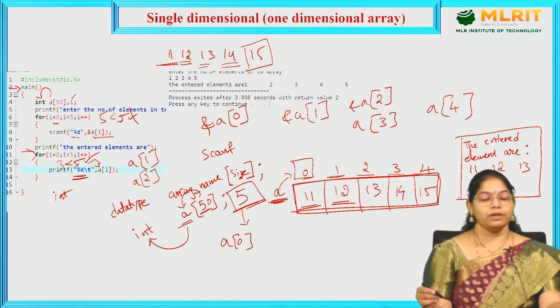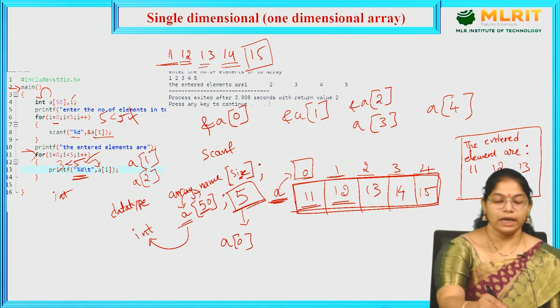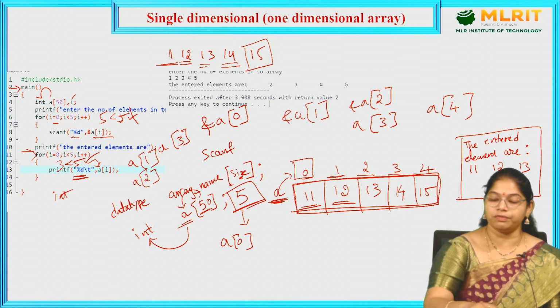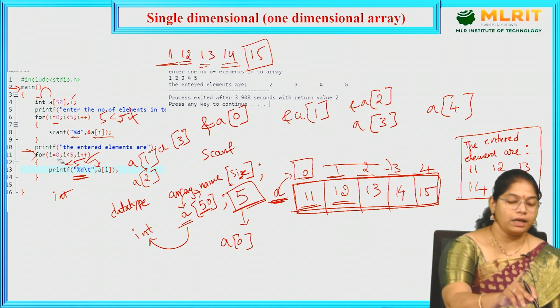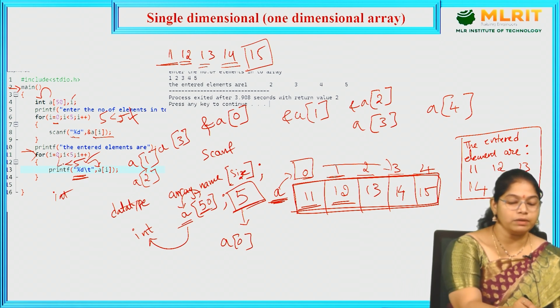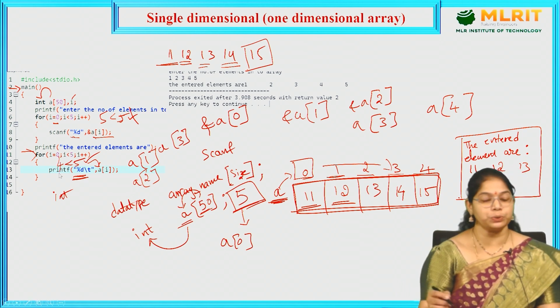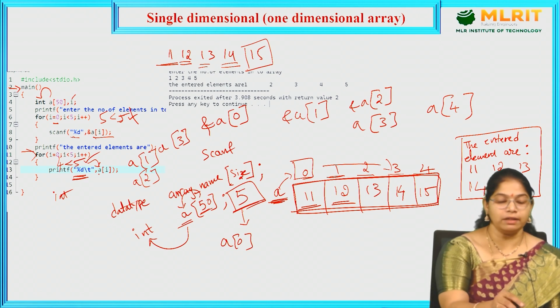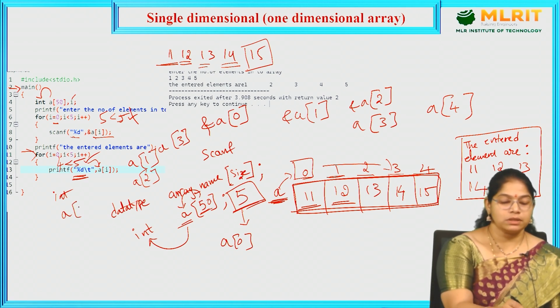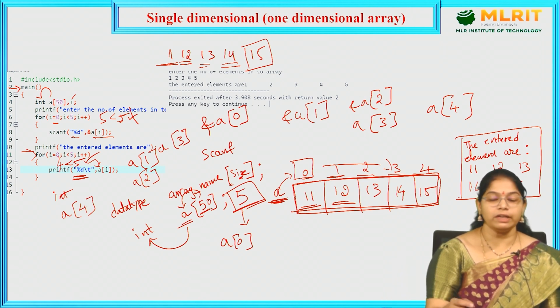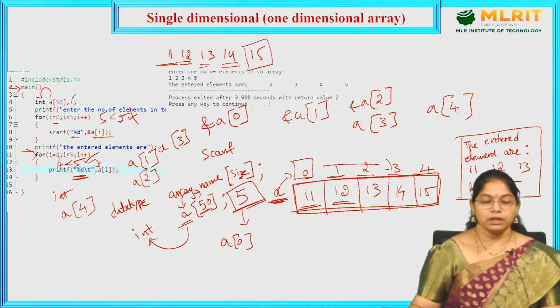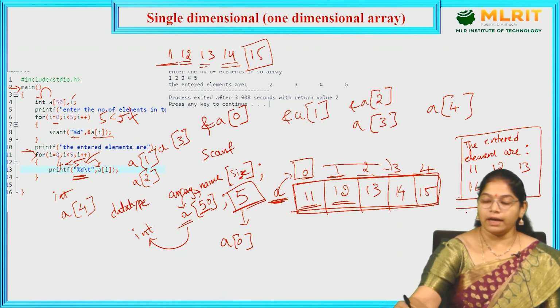Then printf a[i], that is a[3]. In a[3] we have 14. Again i gets incremented and i value becomes 4, 4 less than 5, condition true. Then we have to print the value which is stored in a[i], that is a[4]. In a[4] we have 15. So in that way we'll read the values in a one dimensional array and we access.